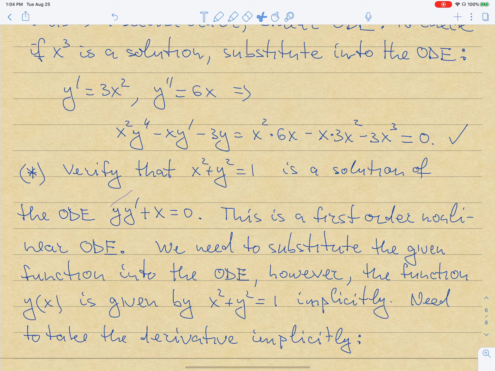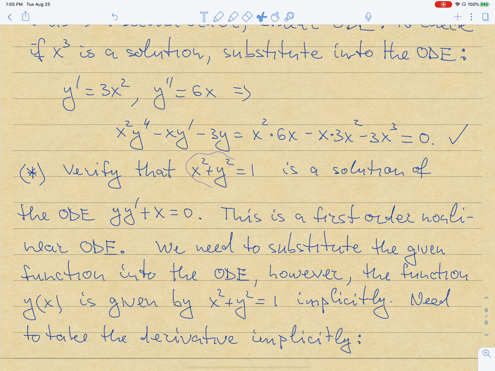It's not linear because you see the product of y and y prime. And now in order to verify if this is a solution, I need to substitute it. But in order for me to substitute it in, I need to figure out the derivative. And here I have several choices of how to do it, and I want to follow this one.